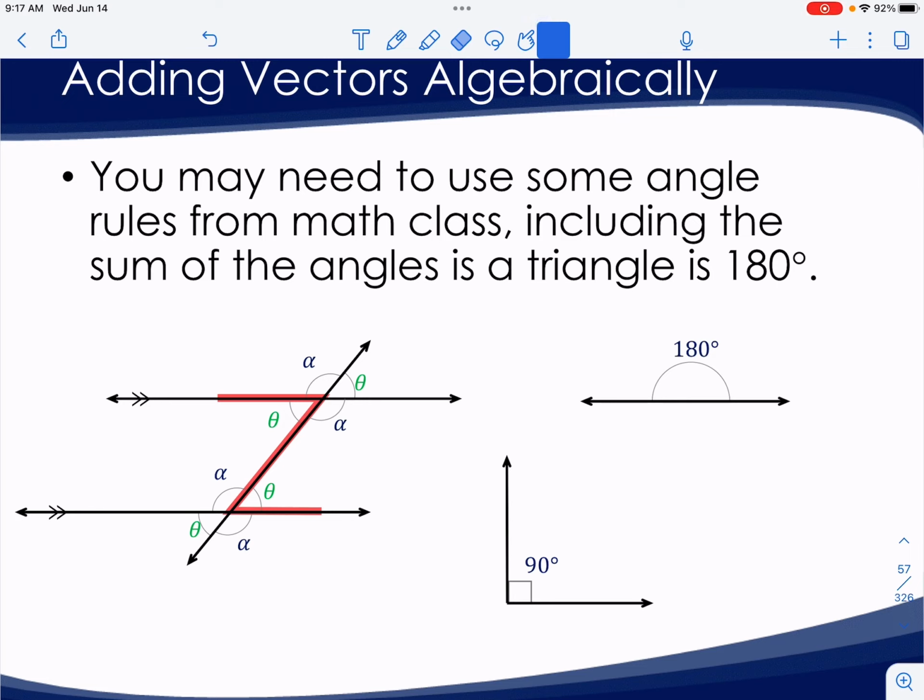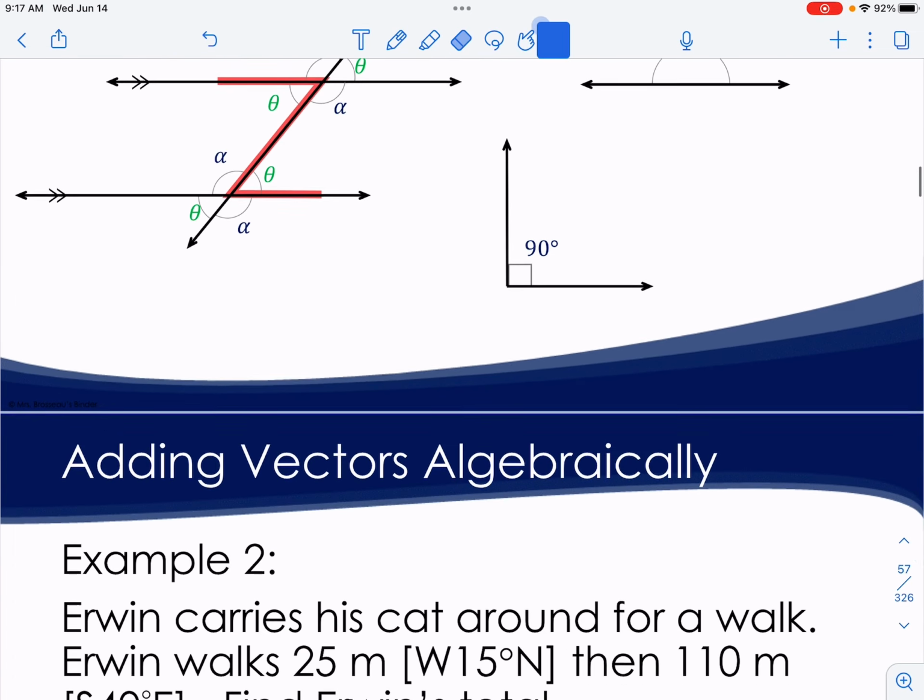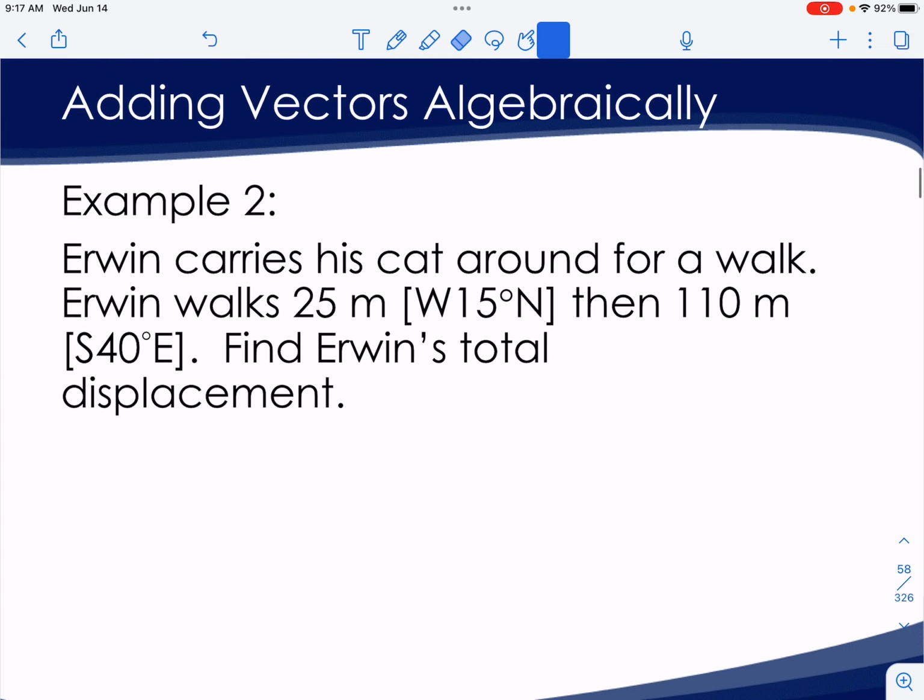You may need to use some angle rules from math class, including that the sum of angles in a triangle is 180. So just basic geometry you're going to need to solve these kinds of problems. Here's example 2. Erwin carries his cat around for a walk. Erwin walks 25 meters west 15 degrees north, then 110 meters south 40 degrees east.